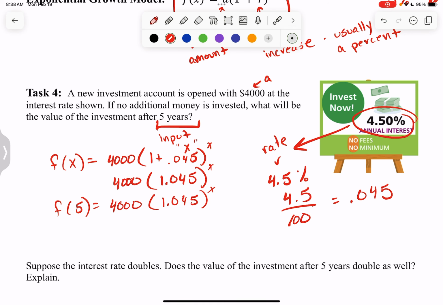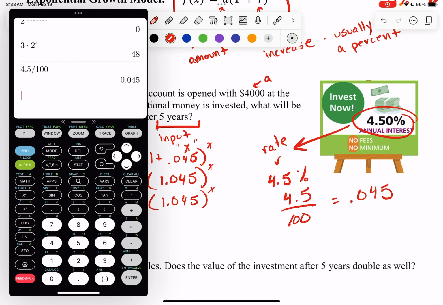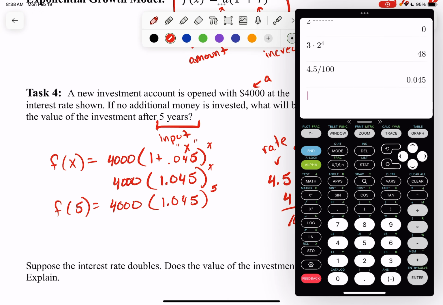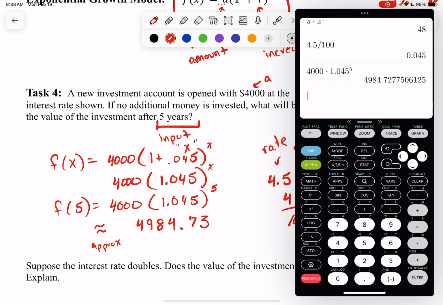This would be pretty hard to do without a calculator because I need to take 1.045 to the, error, that doesn't need to be an x, that's a 5. Okay, 4,000 times 1.045 to the 5 means I get, we're going to round, so I'm going to use the approximately symbol. That's approximately 4984. Since we're dealing with money, we'll do 2 decimal places, 73.